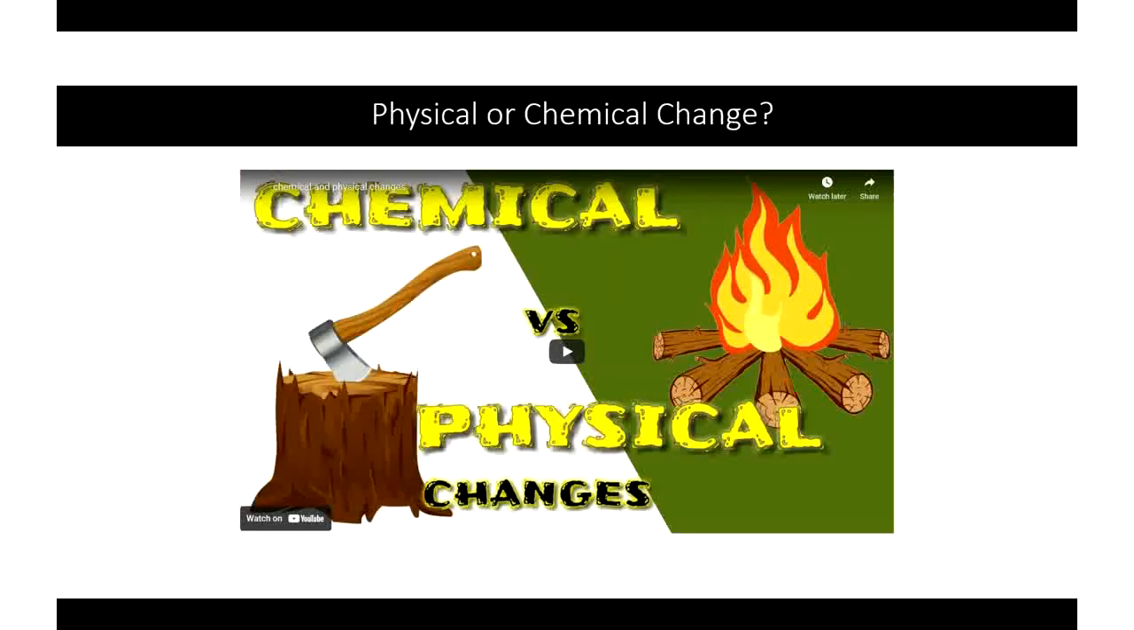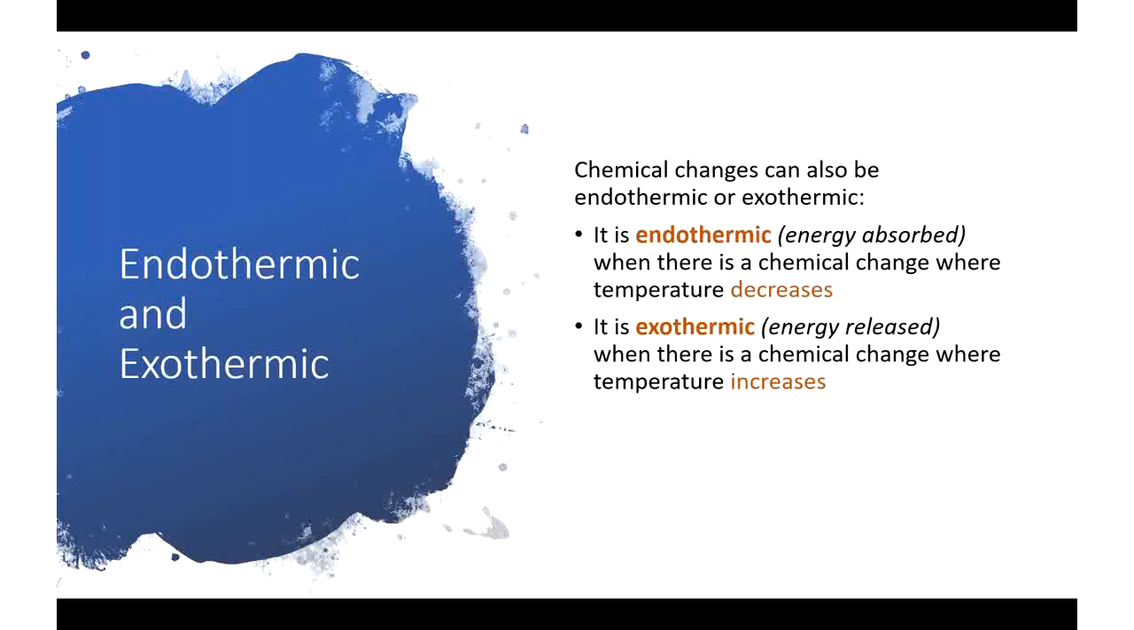Now that we've gone through some examples of physical and chemical changes, can you also think of a few physical and chemical changes? Chemical changes can also be endothermic or exothermic. A chemical change is endothermic when the temperature decreases. So again, this is not when we're adding heat or taking away heat. It's just a chemical change happens and it feels cooler. A chemical change is exothermic when the temperature increases, so it'll feel warmer.